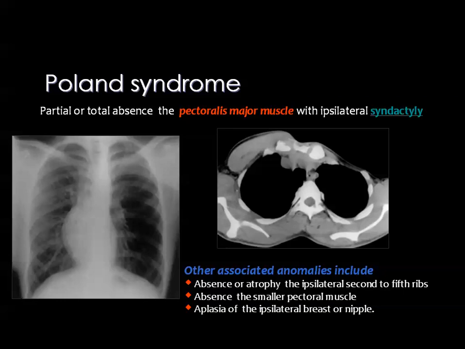But in this case, it is the absence of the pectoralis major muscle which will result in this hypertranslucency of the hemithorax. And commonly associated anomalies include atrophy or absence of the ipsilateral ribs from the second to the fifth one. Very common, you can see that these ribs are hypoplastic or even not present. Absence of the pectoralis minor muscle, which is this one, as you can see here, both muscles are absent. Aplasia of the ipsilateral breast or nipple.